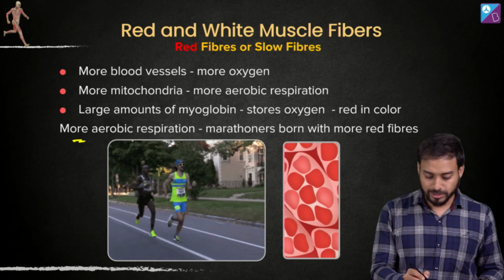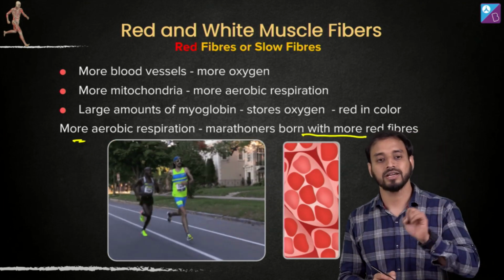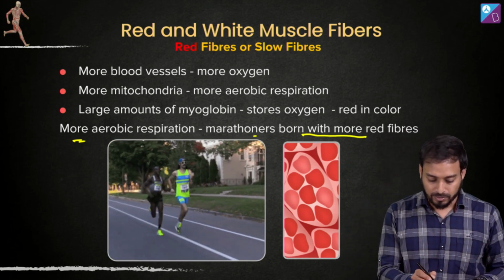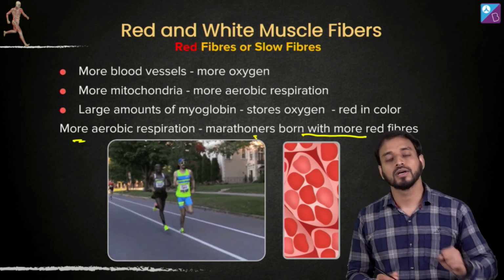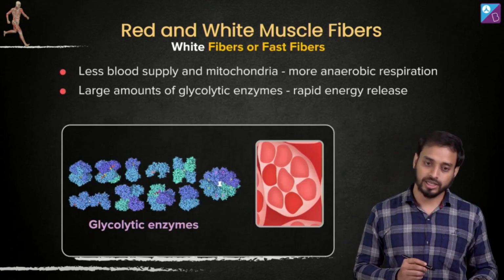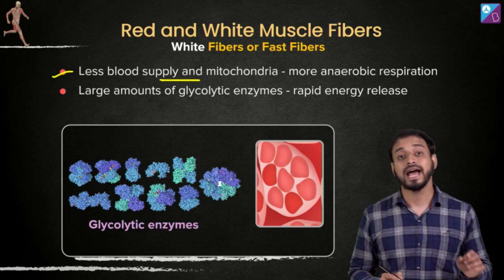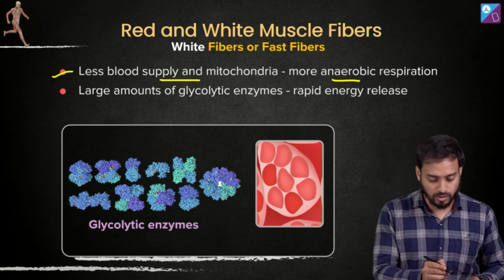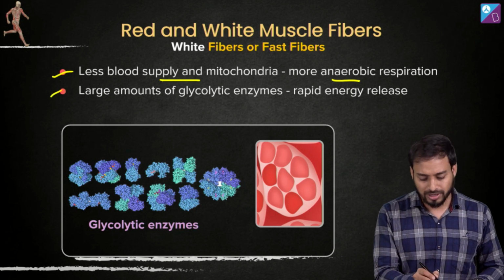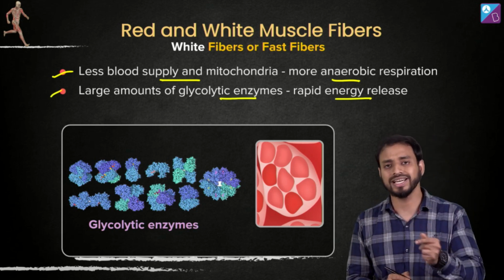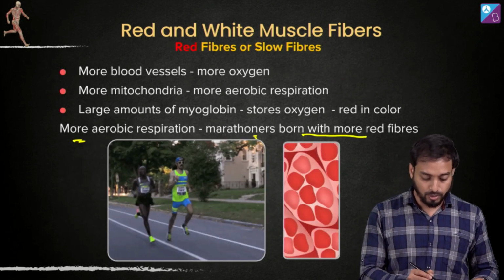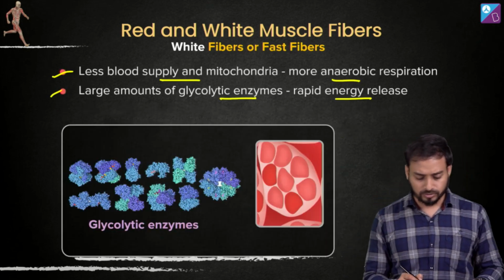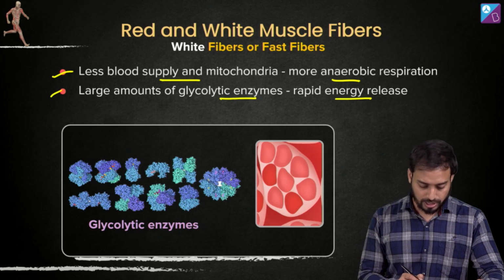Now, so more aerobic respiration, marathon runners are born with more red fibers. So यहाँ पे prolonged काफी देर तक उनको supply हो सकता है. So that's the reason marathon, they are born with more red fibers. White fibers on the other hand, they have less blood supply and mitochondria. So that means more anaerobic type of respiration, lactic acid fermentation हो जाएगा वहाँ पे. So less amount of energy produced, large amounts of glycolytic enzymes, rapid energy release. So quickly energy release होगा. But यहाँ पे prolonged energy release होता है, इसीलिए marathon run कर सकते हैं, if there are more red fibers. White fibers में quick energy source है, but it is not prolonged.